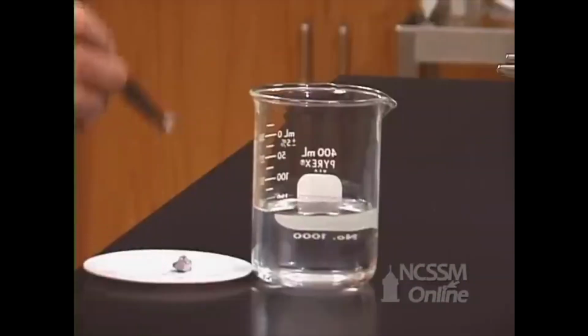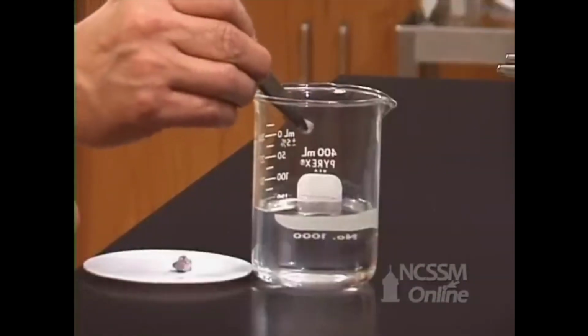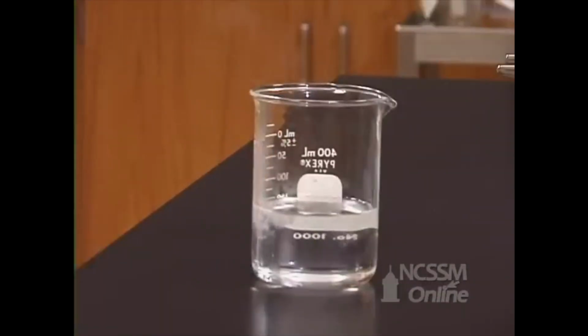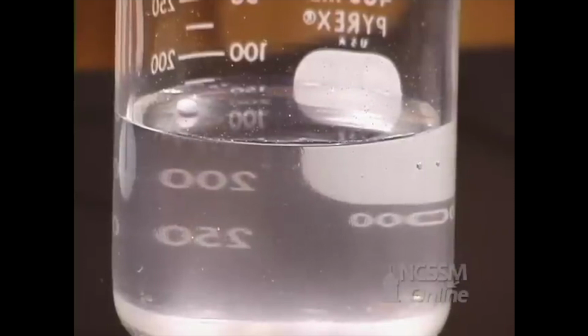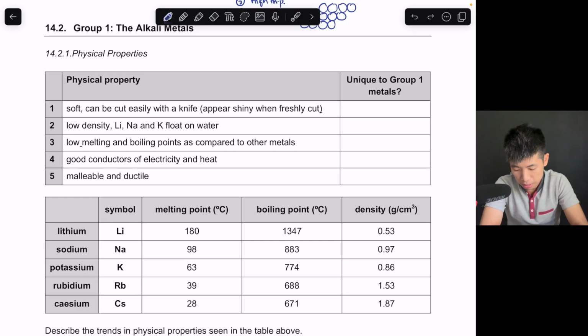If we take a piece of the sodium metal and add it to water, we notice a much more rapid reaction with the water. Like lithium, the sodium is less dense than water and floats. Looking at the data in the table below, you notice that the densities of lithium, sodium, and potassium are below that of water. So if you were to put them in water, they actually float on the surface.